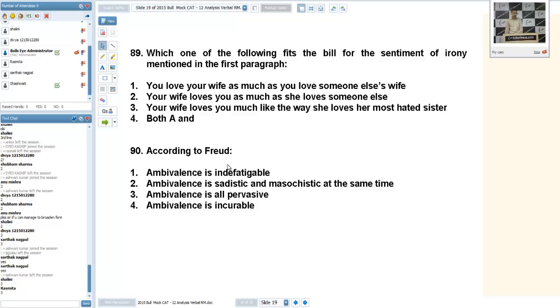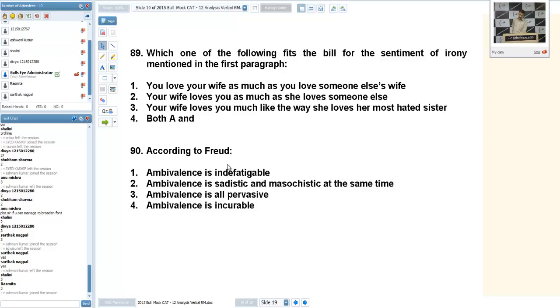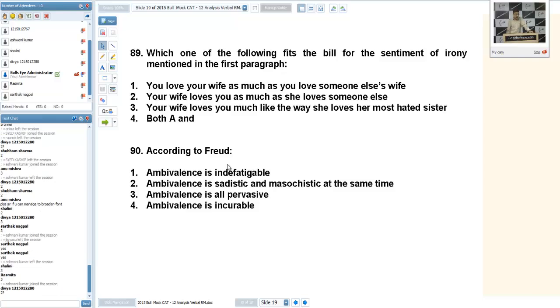according to Freud, the name is pronounced as Freud. This is the last question I'm taking up. According to Freud, ambivalence is, now I'll just read a few lines. I'm trying to answer these two questions. I'm assuming that my vocabulary is average and I know only a few of the words. Ambivalence is indefeasible, meaning cannot be defeated. There is no point in the passage where we can answer this. Fourth is strictly out of track. Ambivalence is incurable. The author hasn't mentioned this as a disease, therefore rejected.